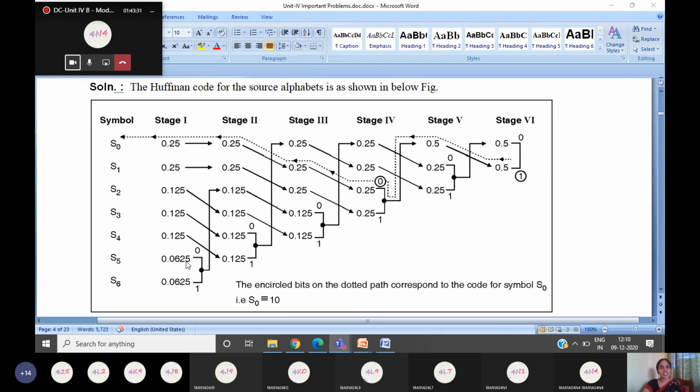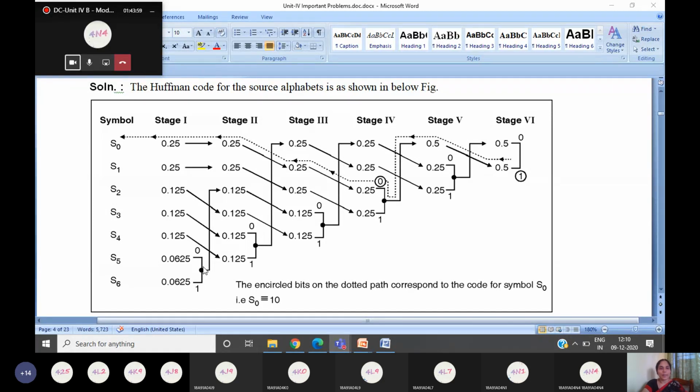Please combine the last 2 terms. Last m terms should be combined. Here m is 2, so the last 2 terms will be combined, assigning 0 to the last but one term and 1 to the last term. First add and assign. Then you will get 0.125.